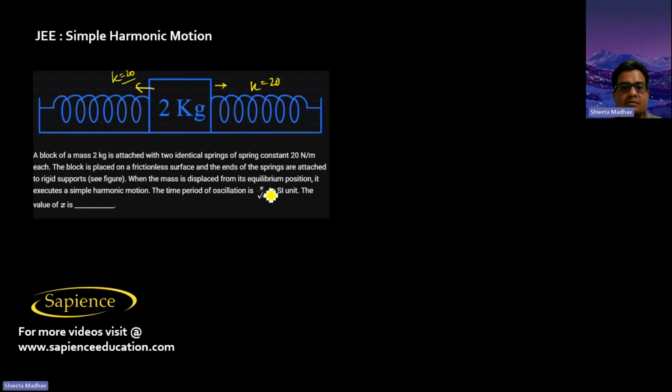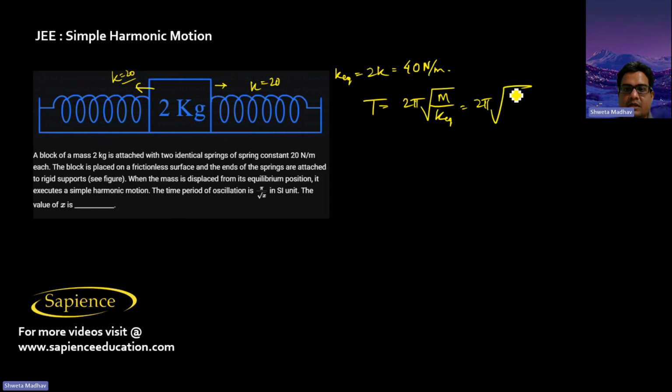If the mass is displaced from its equilibrium position, it executes simple harmonic motion. The time period of oscillation is pi by root x in SI unit. The value of x is? So now here the equivalent spring constant will be 2K, that is 40 Newton per meter. The time period of oscillation will be 2 pi root over M by K equivalent. So that is 2 pi root over M, that is 2 kg, divided by 40.